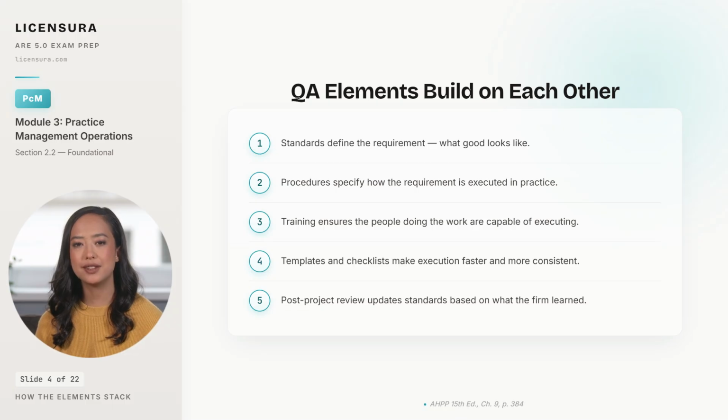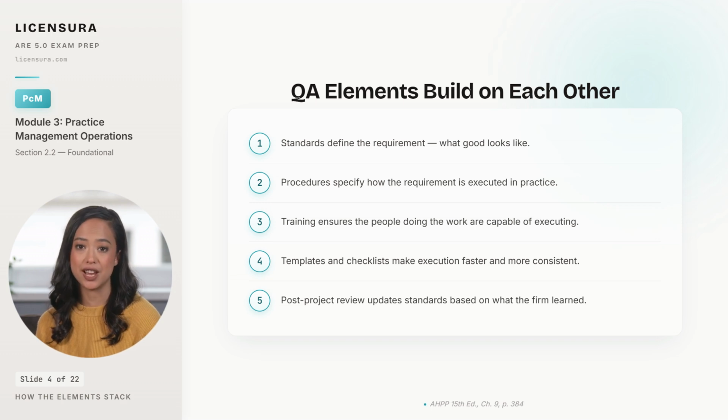Step 3 is training. The people doing the work are made capable of executing the procedure, because a written procedure no one is competent to follow is worse than no procedure at all. Step 4 is templates and checklists. The firm makes execution faster and more consistent by providing pre-built starting points and verification guides. And step 5 is continuous improvement. At the end of every project, the firm reviews what worked and what failed and updates the standards based on what it actually learned. Skip any step in the stack and the whole thing degrades.